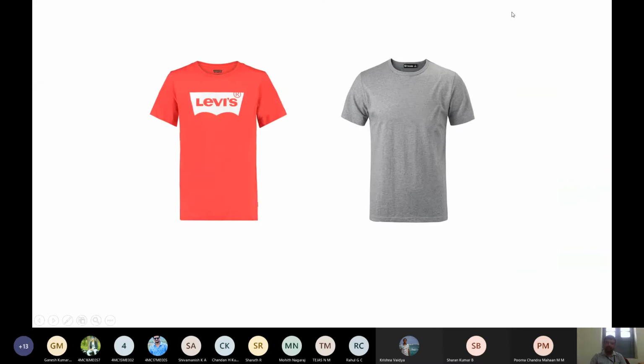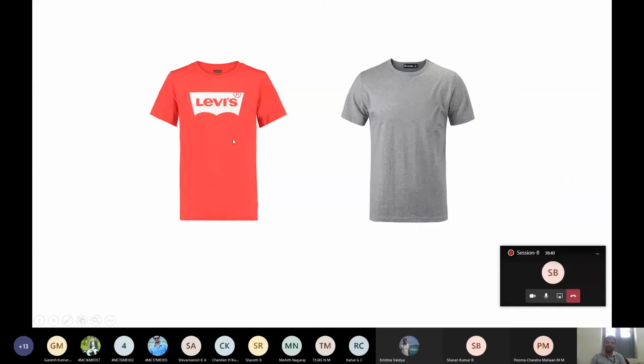Now you can understand specifications. Size of the t-shirt may be in inches, or it may be specified as X, XL, double XL. Then color might be another specification. Color of the t-shirt, size of the t-shirt. So these are the specifications.